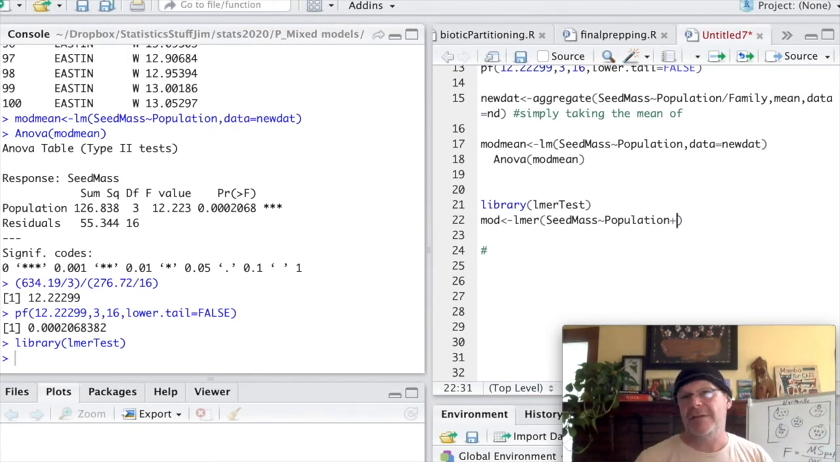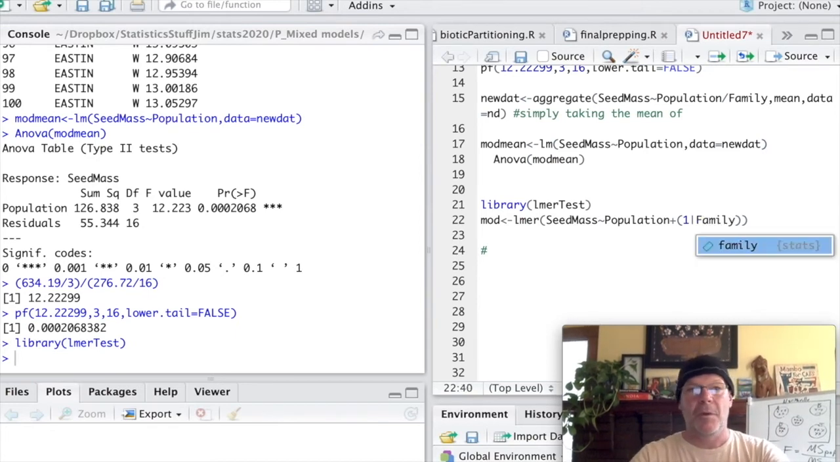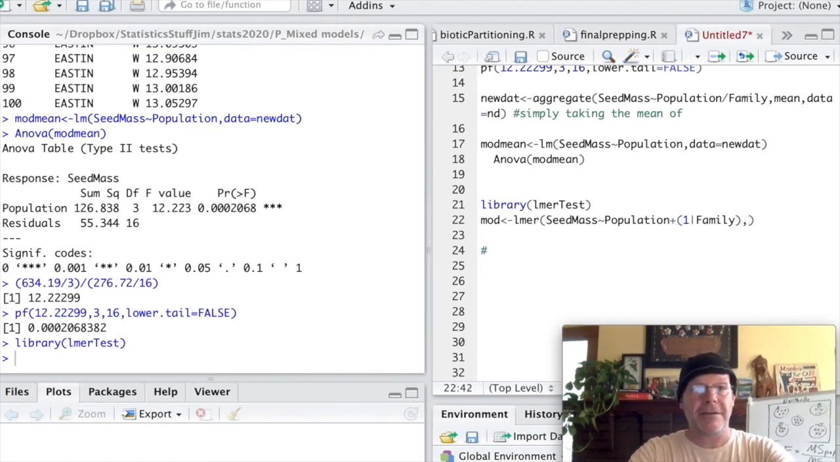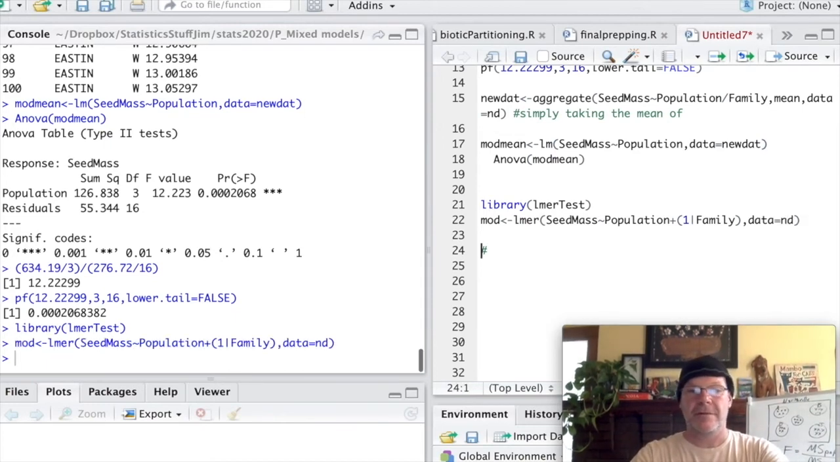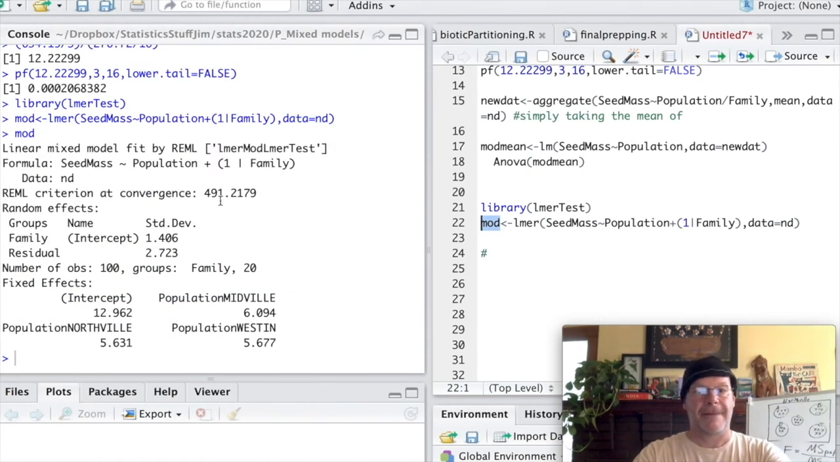And it might make sense that you'd want to think about family as a random effect because they're just 5 families drawn from a potential distribution of families. So let's go ahead and set it up as we did before as a mixed model. So 1 pipe family is telling the lmer function that we want each family to have its own intercept. And then our data is our nested data that we were playing with before. Okay, so now we have a model, and we have parameter estimates for each population.